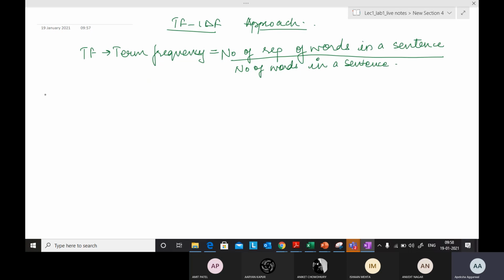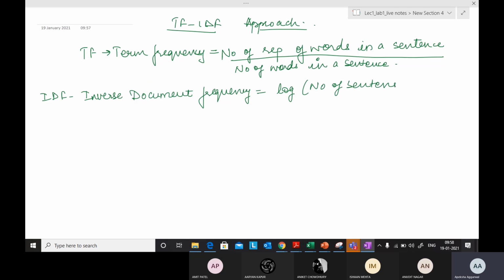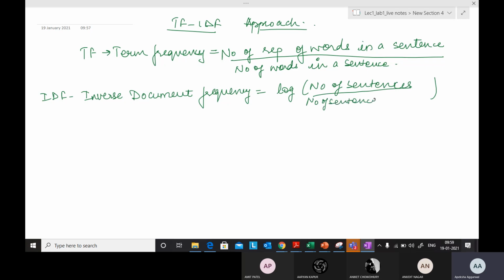Okay, and IDF is inverse document frequency, which is equal to log of the number of sentences divided by the number of sentences containing the word. So when I'm talking about term frequency, this means the number of words. So this is basically the formula.